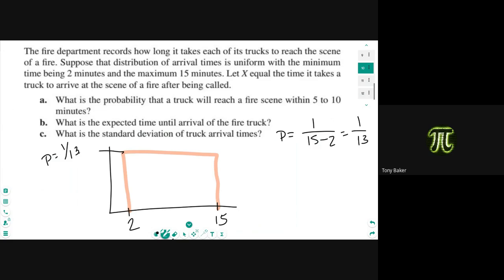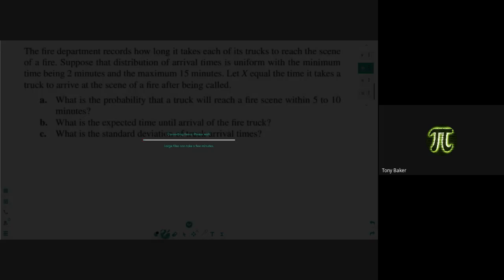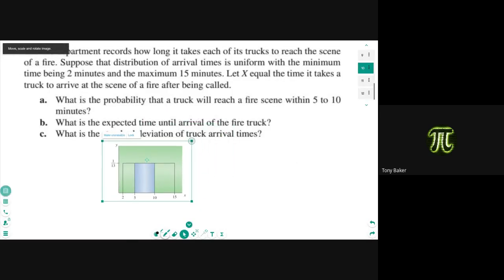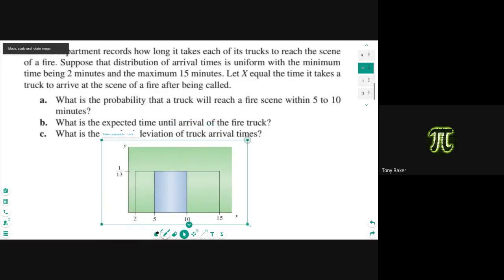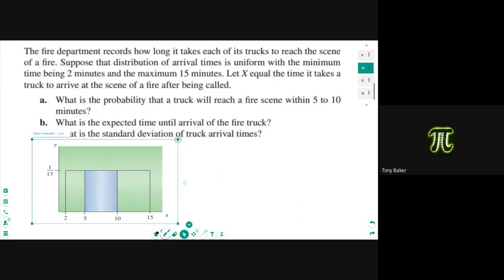All right. What is the probability that a truck will reach the fire scene between 5 and 10 minutes? So I'm just going to copy the actual picture. This is a nice picture. I want to know between 5 and 10 minutes. So how do I find the area of that box?